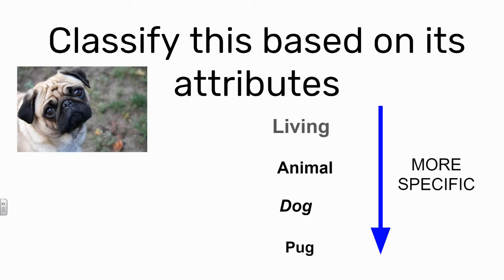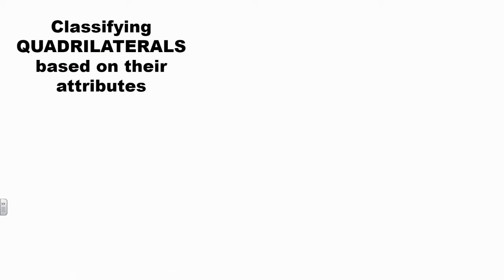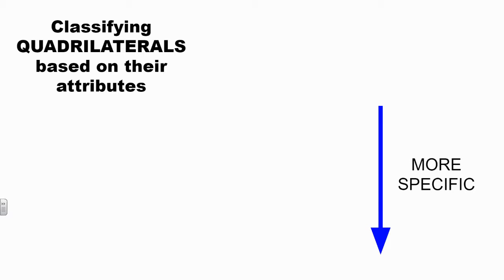It is a living thing. More specifically, it's an animal. Even more specifically, it's a dog. And if we want to get the most specific, the type of dog is a pug. So the further you go down, the more specific you are being when you are naming it. Well, we're not going to be classifying dogs. We're going to be classifying quadrilaterals, or those four-sided polygons, based on their attributes. And again, we're going to have lots of different names for the same figure, but the further down we go, the more specific we are being.